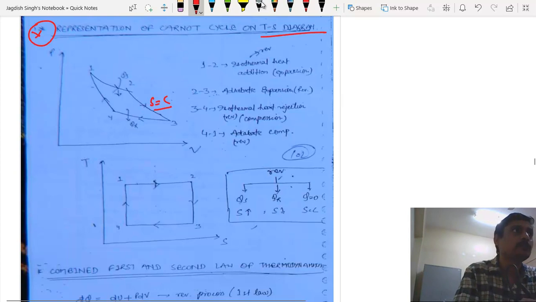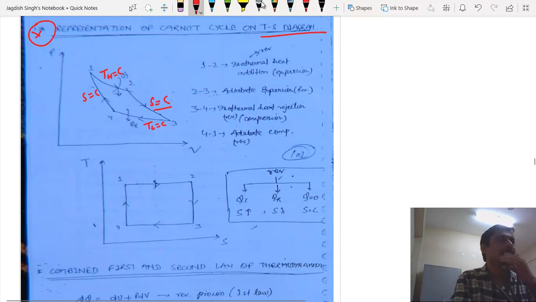We have already explained. So the process 1 to 2, at TH, is reversible isothermal expansion, or reversible isothermal heat addition. Process 2 to 3 is isentropic expansion. 3 to 4 is isothermal heat rejection, and 4 to 1 is isentropic compression. This we have already explained on the PV plot. On the TS plot it can be explained like that.